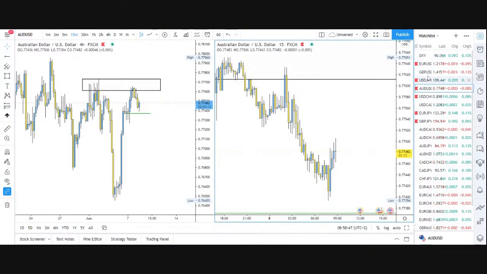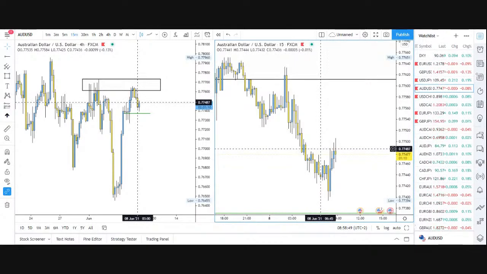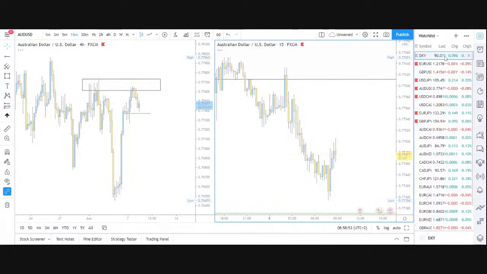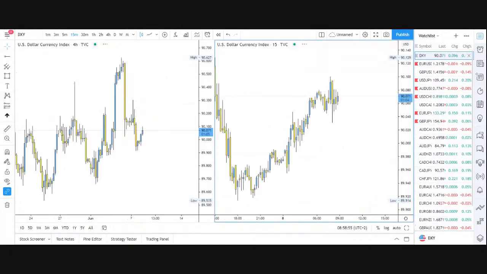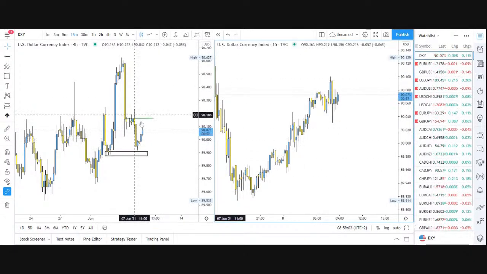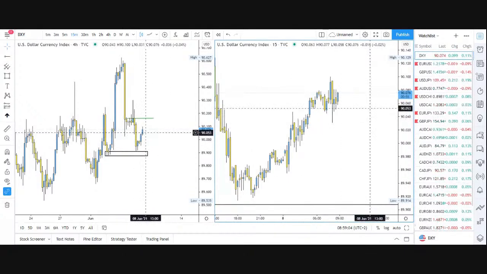So you can see with AUD USD, we're starting to reject this region. What I want to do is also keep an eye on DXY, because DXY is about to close this 4H candle and then open up a new 4H candle. So very important. Never move TP once the trade has been entered.